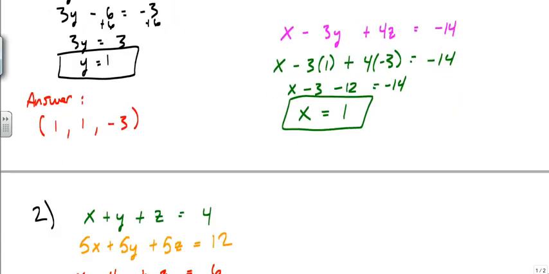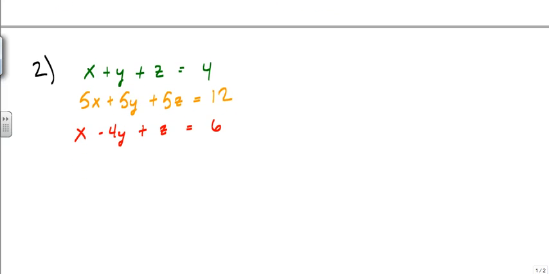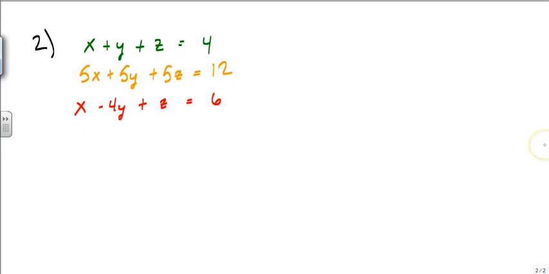All right, and then we have example number 2. So I want you to try to solve example number 2. I want you to take this time, pause the video. We're 11 minutes in, so pause the video, solve it, then come back and see if you got the correct answer.